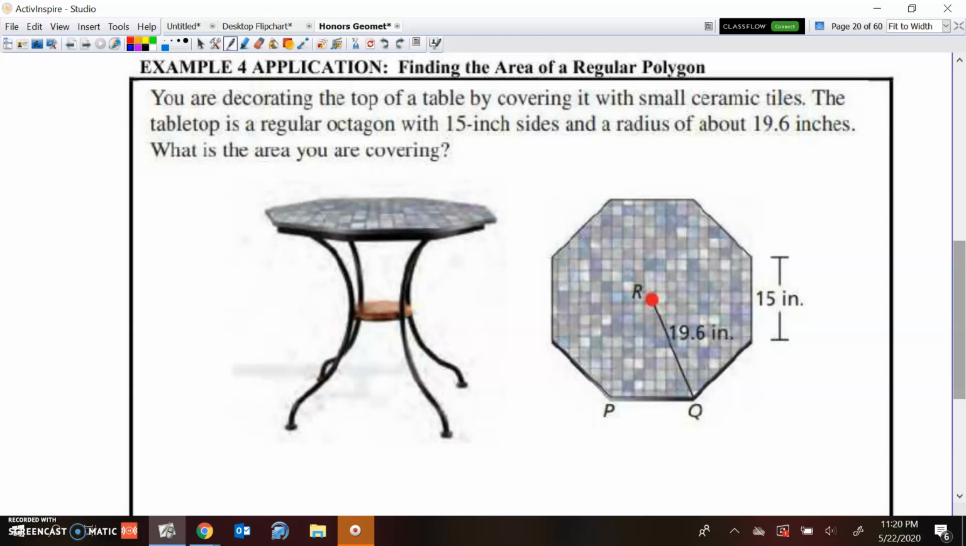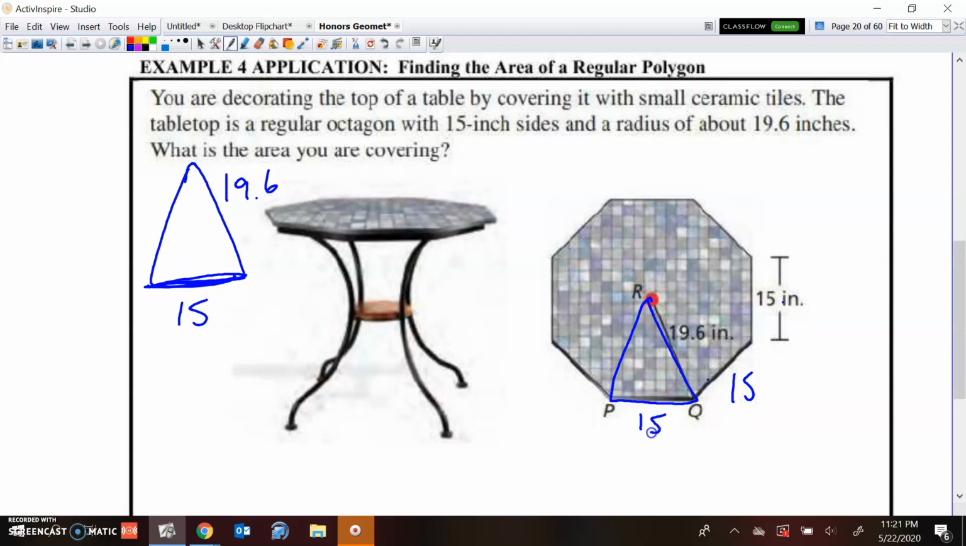You're decorating the top of a table by covering it with small ceramic tiles. The tabletop is a regular octagon, 15-inch sides. That's convenient, they tell us that, and a radius of about 19.6 inches. What is the area? So I'm going to work with this so I don't have to draw the triangle lopsided like above. I have this triangle. I know this is 19.6. I know that the entire base is 15, because if this is 15, this is 15, this is 15.